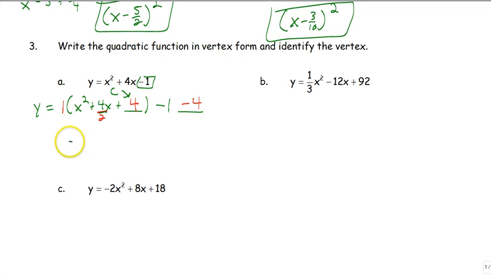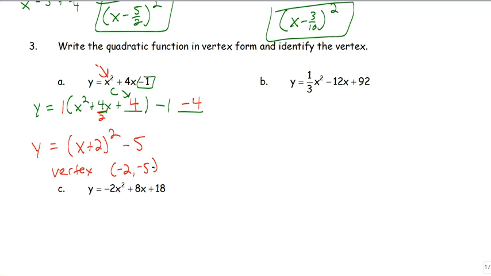So now I can write this part as x plus 2 quantity squared when I factored it, and this now becomes minus 5. Now this is in vertex form. I can now identify the vertex of this equation. I just converted it from standard form to vertex form by completing the square. My vertex is negative 2, negative 5.